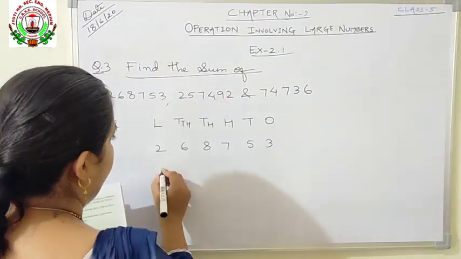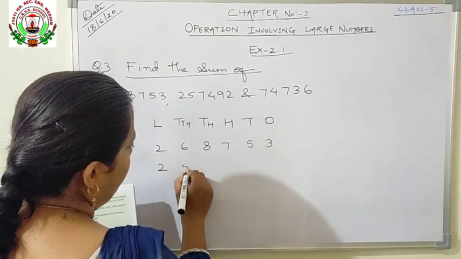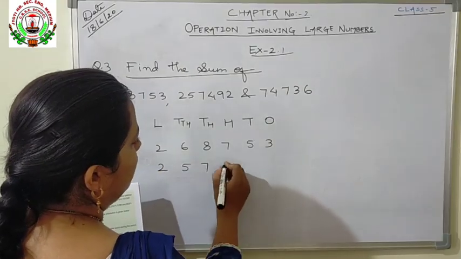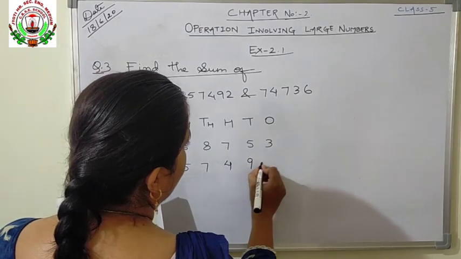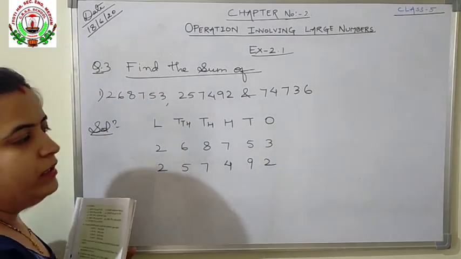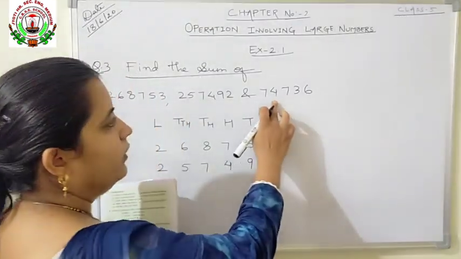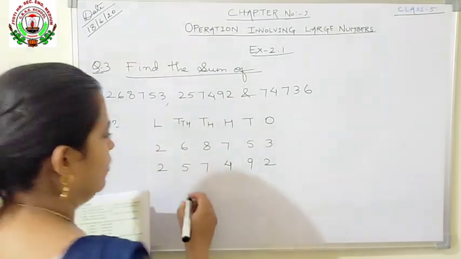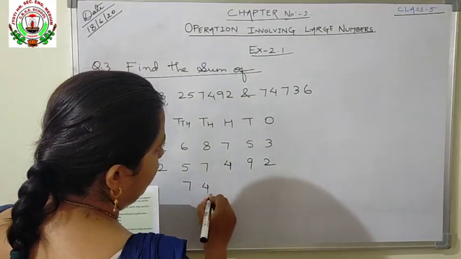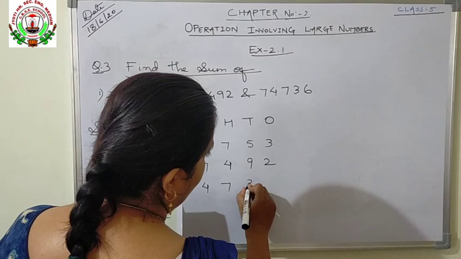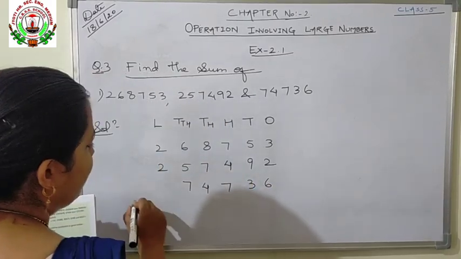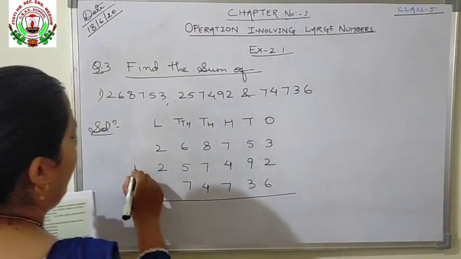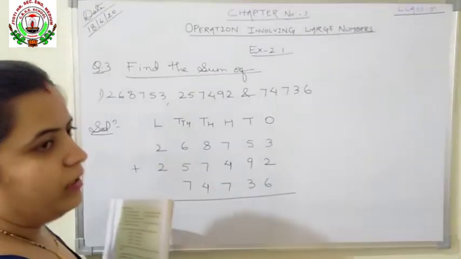Then second is ones, tens, hundreds, thousands, ten thousands, lakh. It is also a lakh number. So 2,57,492. Third number is ones, tens, hundreds, thousands, ten thousands. It is ten thousands. So 74,736. As you all can see here, I have written the numbers below the numbers.